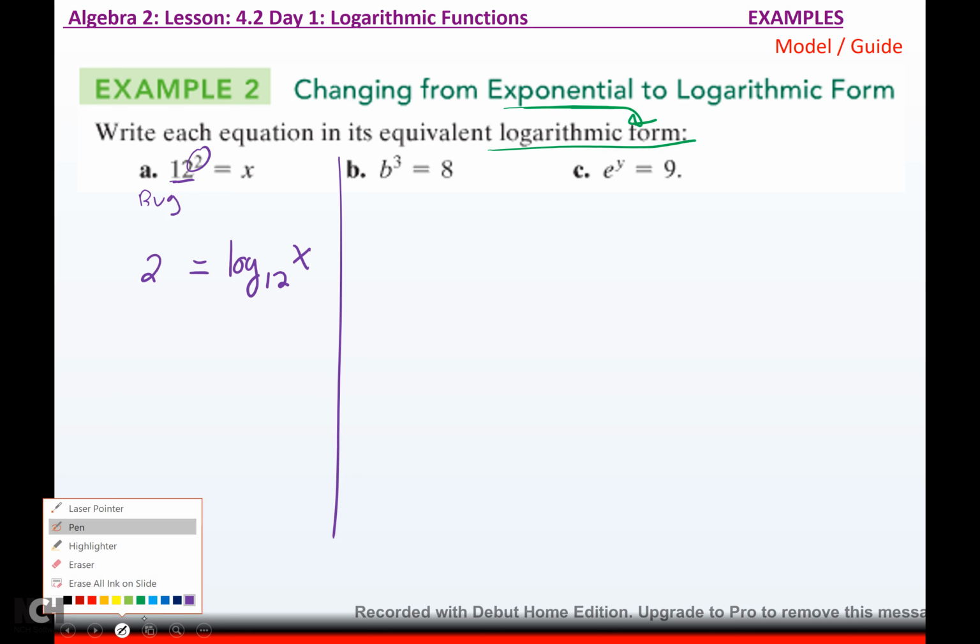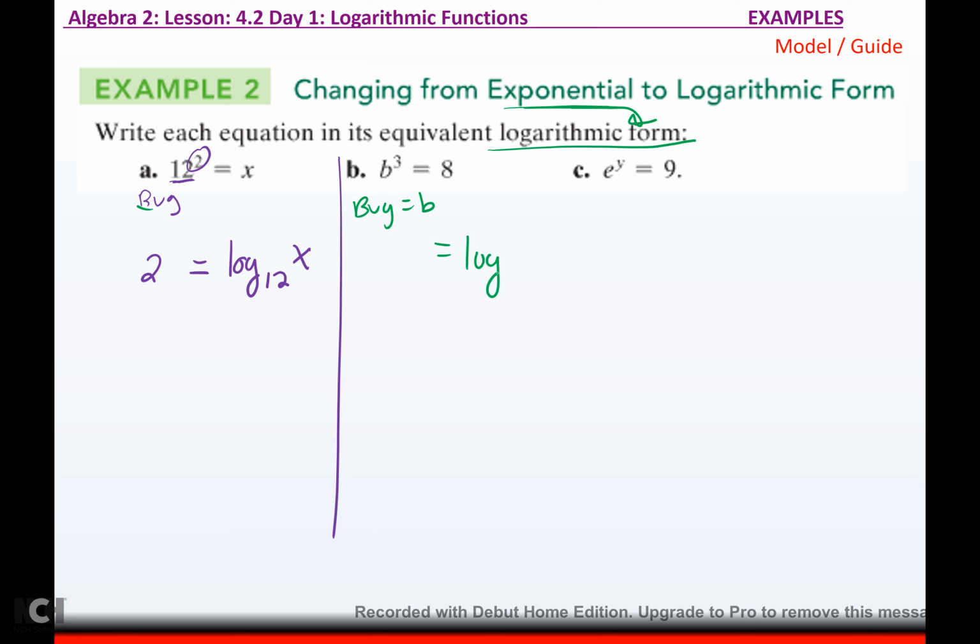Okay, so the middle one, my bug is b. So I'm going to put the log back on the other side, put my bug back under him, 8 drops, 3 drops, done.